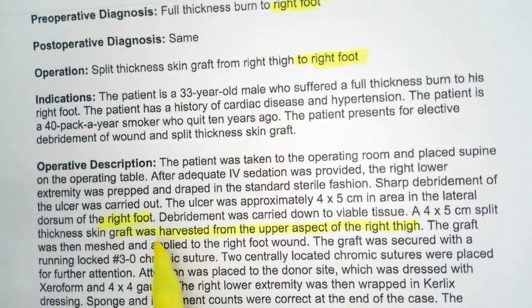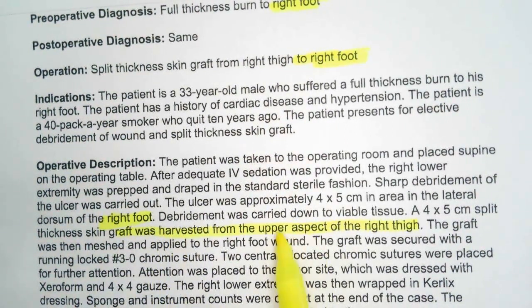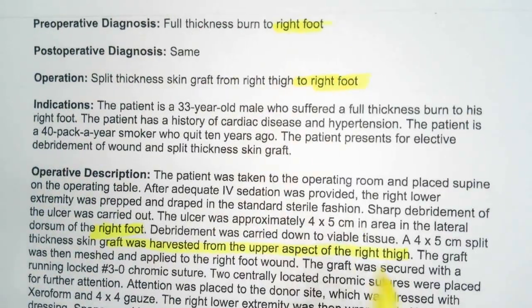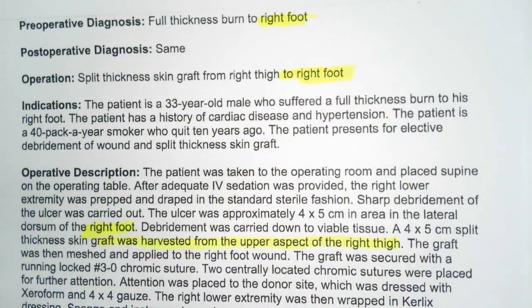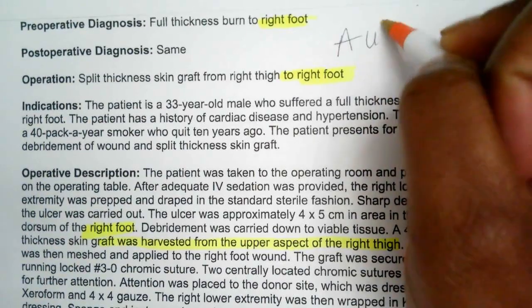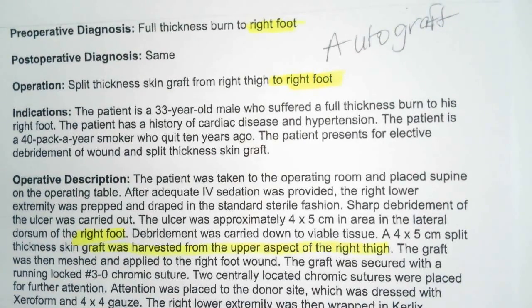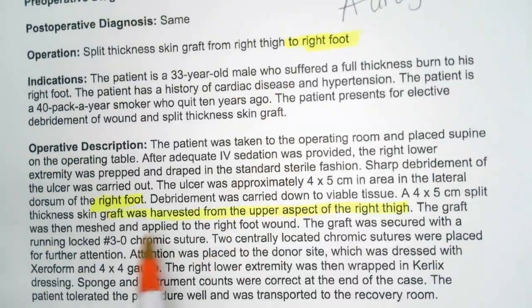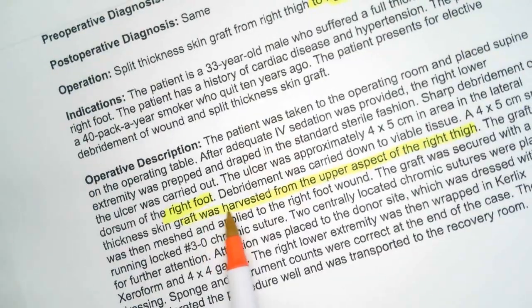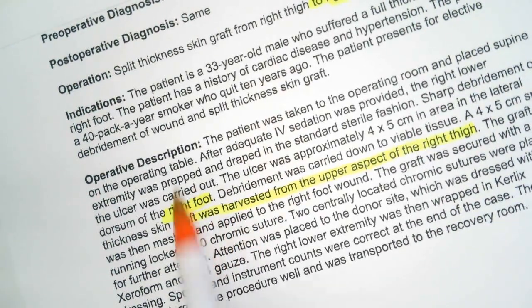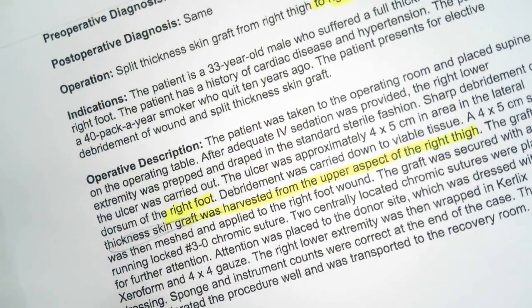All right, so we got the harvest from the upper aspect of the right thigh. Well, we know the patient's problem is on the foot, so this was definitely, and let's write this word down here so you won't forget it, an autograft, okay? Let's see, did I spell autograft correct? Yeah, that looks correct. All right, so as we continue through the report, you may be wondering, well, what do we do with this? How is this coded? Well, essentially what they did was just take out a little piece, right?